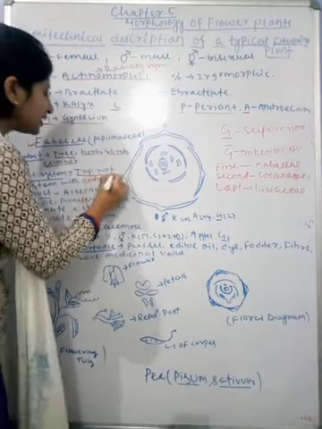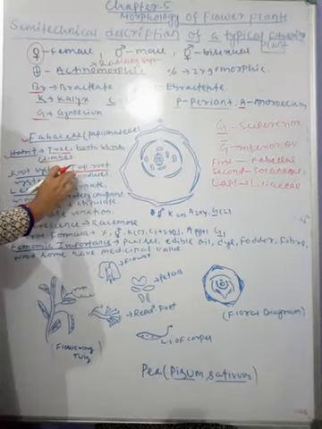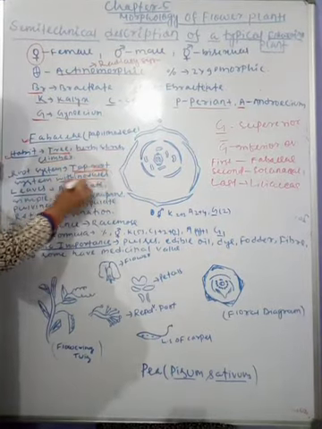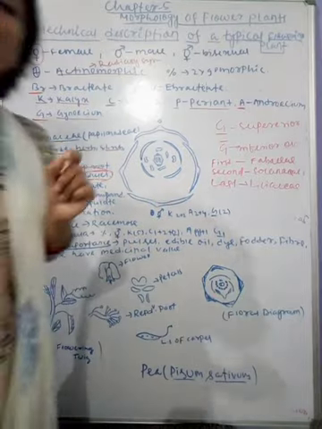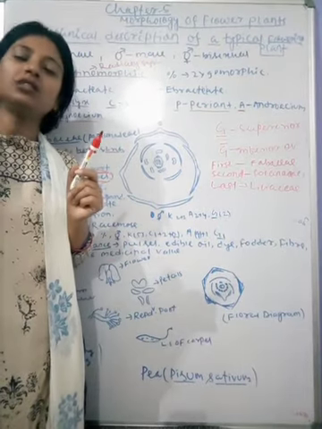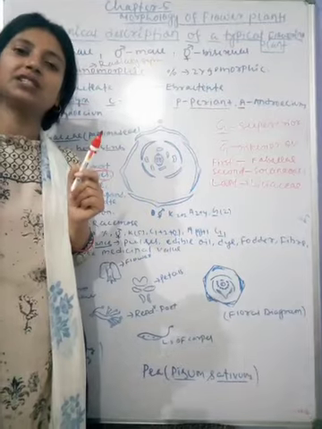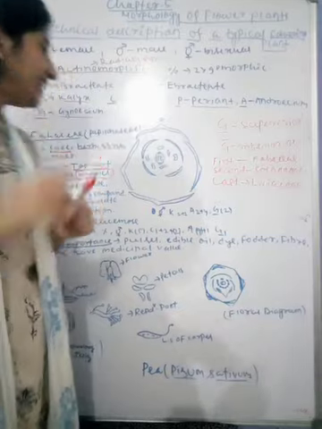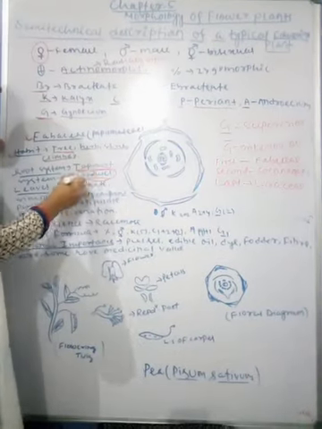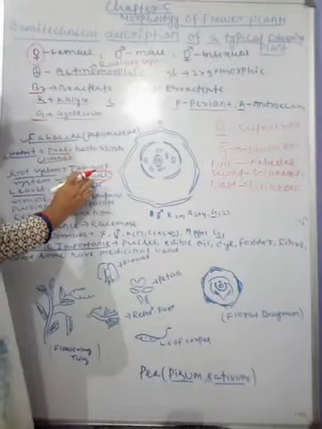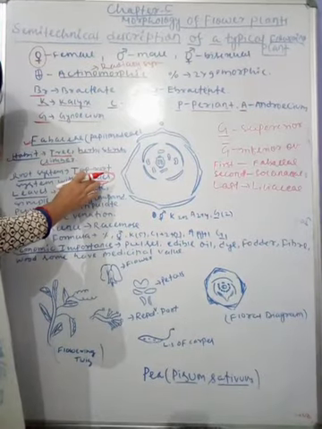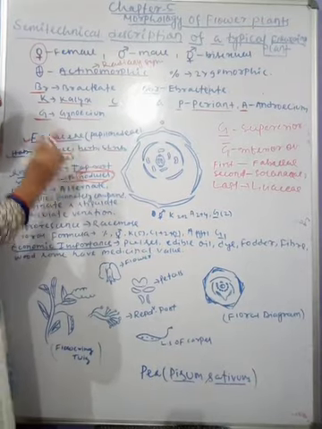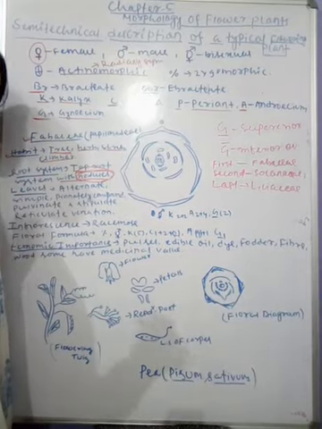So the root system has a taproot system. You can see this. It has a taproot system with nodules. You know what is the function of nodules? Nodules are the round structures present in the root which help in nitrogen fixation by the nitrogen-fixing bacteria. That's why nodules are formed in leguminous plants, means the plants that are used as pulses, means dal. We can see this type of root in dal, the crop of dal.